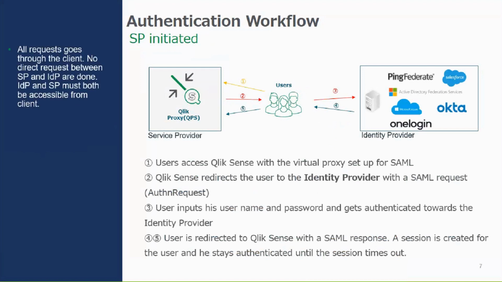So all the requests go through the client. There's no direct request between the service provider and the identity provider. Both the identity provider and the service provider must be accessible from the client. Another thing to keep in mind is that Qlik Sense only accepts a signed assertion in an unsigned SAML response. If you put a signature on the response directly, that will just be ignored.